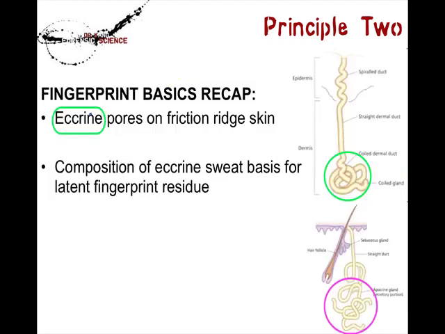And so the pore to know is the eccrine pore, which is all over our skin, including our friction ridge skin. And this is the composition. The composition of eccrine sweat is the basis for what we do to identify latent fingerprints. And this is the composition in latent fingerprint residues.